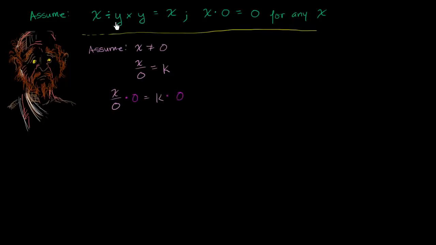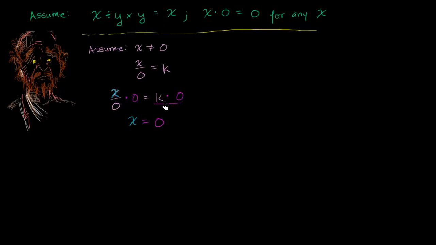Well, by this assumption that I'm never willing to give up, this left-hand side right over here must be equal to x. And by this assumption right over here that I'm not willing to give up, this right-hand side right over here must be equal to 0. But I just hit a contradiction. I assumed that x does not equal 0, and now I'm being forced to say that x equals 0. And I'm not willing to give up either of these ideas. I'm not willing to give up the idea that if I'm defining what it means to divide by anything, and I then multiply by that something, I should get my original number.